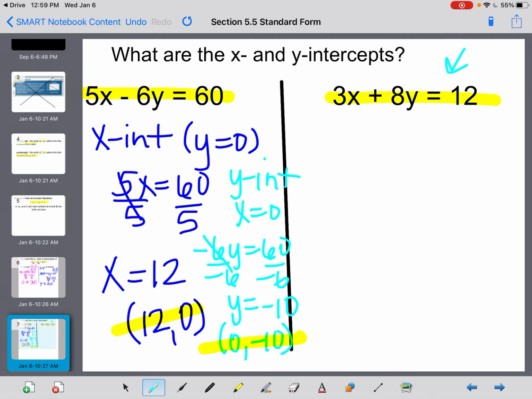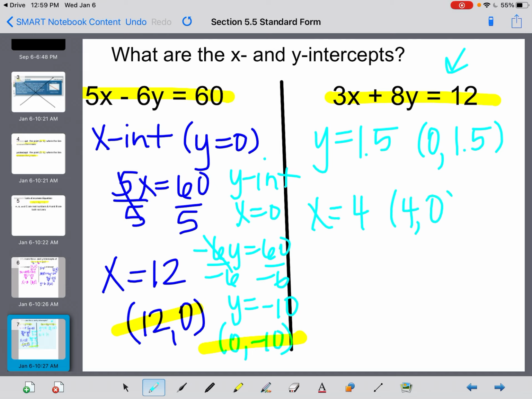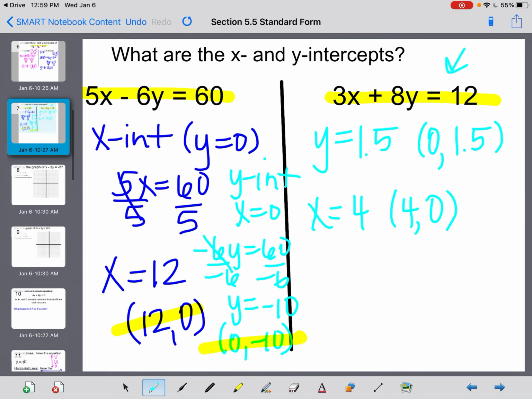All right, welcome back. I hope you did stop and check. You should have gotten that y is equal to 1.5, or the ordered pair 0, 1.5, and that the x-intercept is at 4, which is the ordered pair 4, 0.